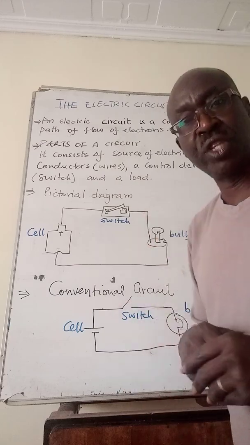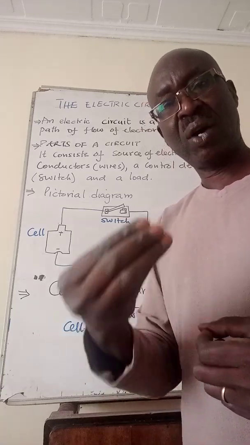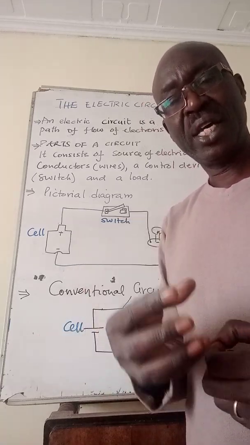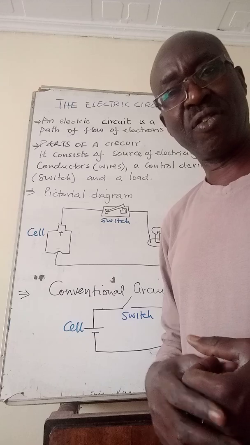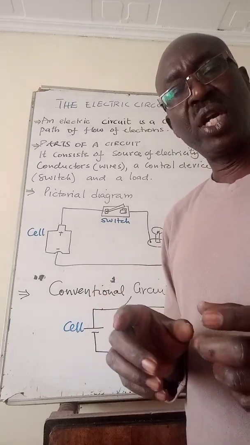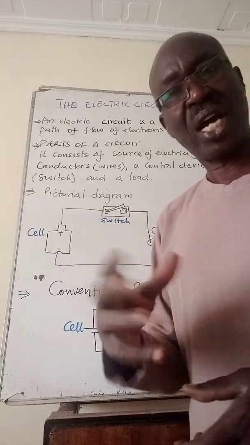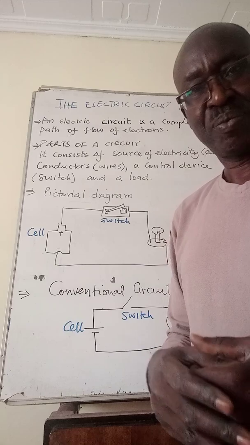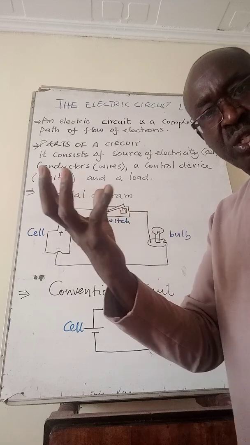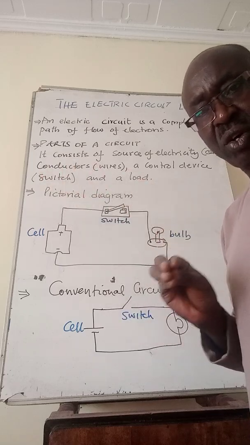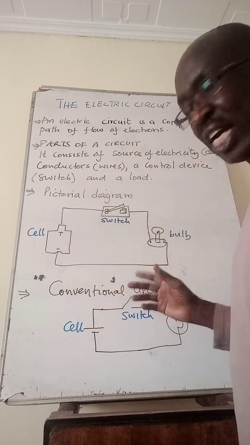Then we also talk of the load. What device consumes the work done by the electrons so that it changes that to another form? A load is a device that consumes the current. Current is the flow of electrons. So we will see the pictorial diagram, which should make us transit to the conventional diagram.